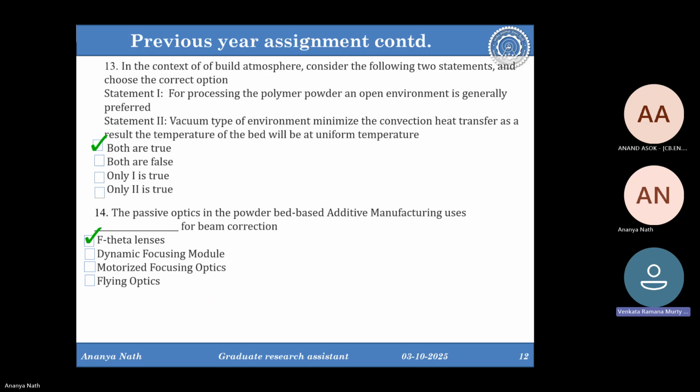Active optics in the sense, is it flying optics? The flying optics, yes, where dynamic focusing modules are used. Because there are scanners which can move up and down to correct the beam. But here F theta lenses are doing that, like galvanometer. Yeah, galvanometer.